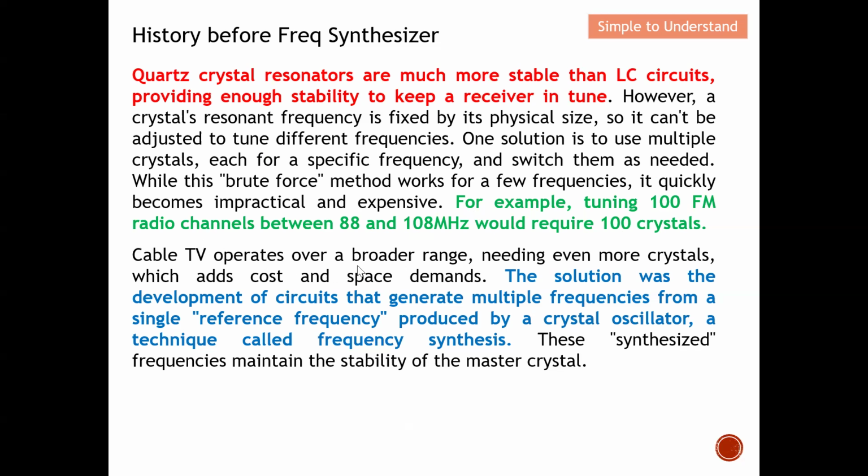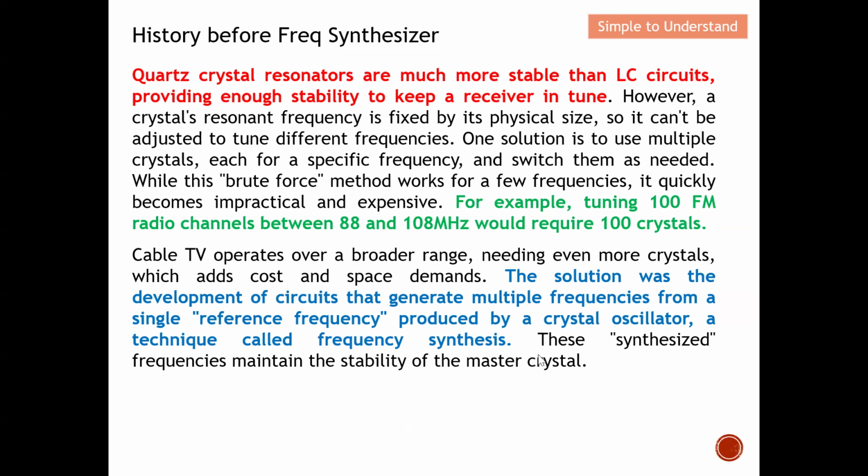Cable TV operates over a broader range, which means the frequencies in use are even more widely spaced apart. So therefore, they need even more crystals, which adds cost and space demand. The solution was the development of circuits that generate multiple frequencies from a single reference frequency produced by a crystal oscillator, a technique called frequency synthesis. So this synthesizer maintains the stability of the master crystal.